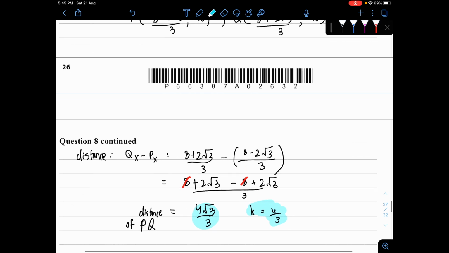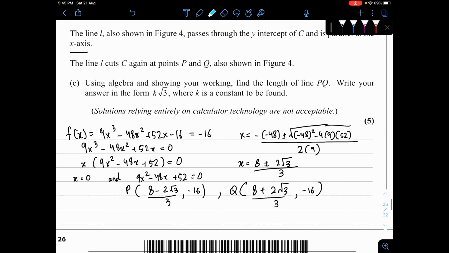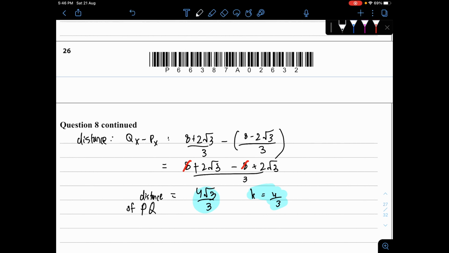Alright, so our marks: we get 1 mark for showing that we equated to 0 after putting in minus 16. We get 2 marks for solving to find our 2 solutions. And we get 2 marks for stating it's 4 root 3 over 3, and 1 mark for stating k is 4 over 3. So these are the other 2 marks.